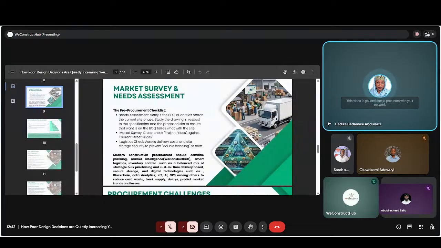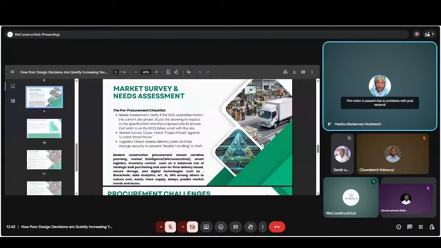Then under market survey, never rely on old or estimated prices. Cross-check project rates with current market prices. This helps avoid overpaying and improves budget accuracy. So, logistics checks: consider how material will be transported and stored offsite. Poor handling can lead to double handling, damage, or theft. These hidden costs can greatly increase your project expenses.